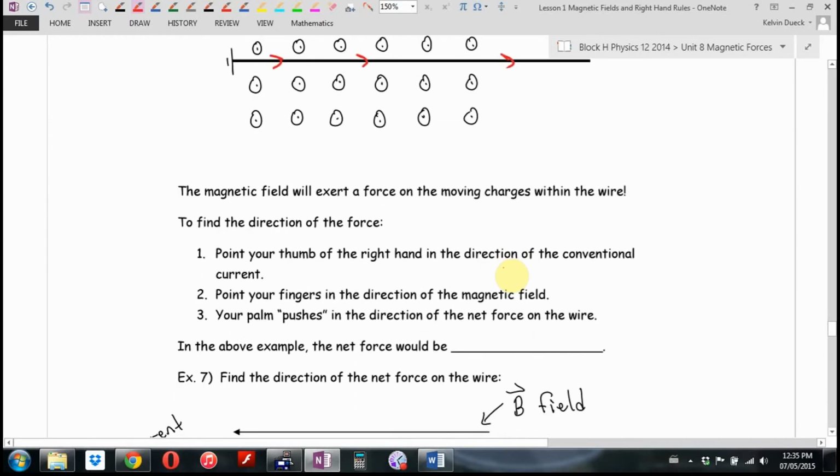So, to find the direction of the force, point your right thumb in the direction of the current. Extend your fingers like you're high-fiving. It's okay, hand has to be flat. If you do it like this, you've added an extra 90-degree angle. Your answers are all going to be wrong. So flat. You point your fingers in the direction of the magnetic field. Your palm pushes in the direction of the net force. We're going to practice a bunch of these.